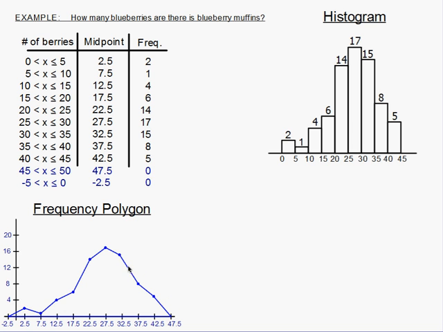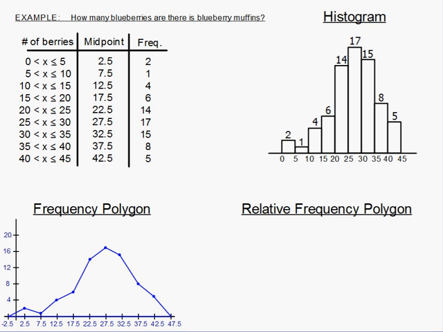And what we have is a frequency polygon, or just a polygon. It's a straight-edged, closed figure. So that's a polygon. Now, the next thing is there's also a relative frequency polygon, a slight variation. To get relative frequencies, we need to know how much data there is. 72 blueberry muffins were studied in this sample.